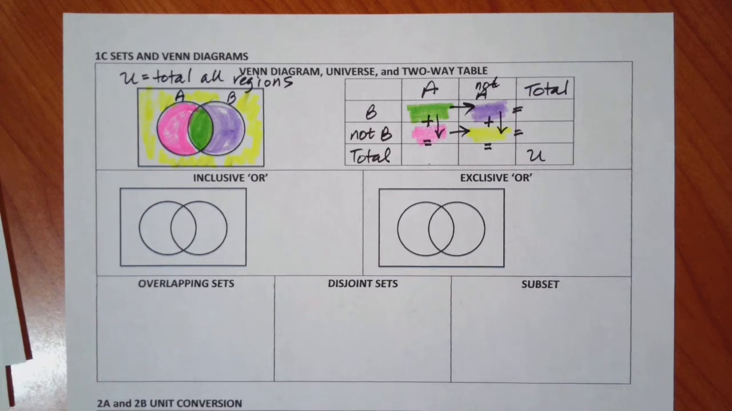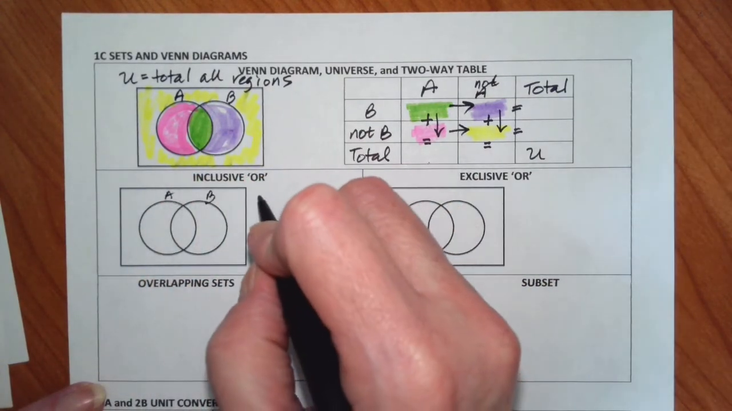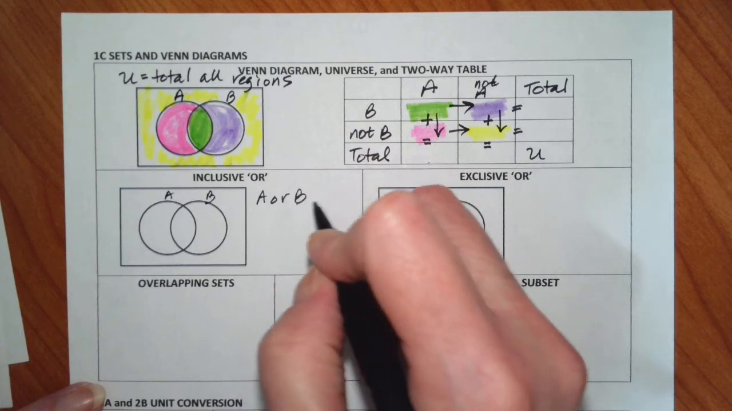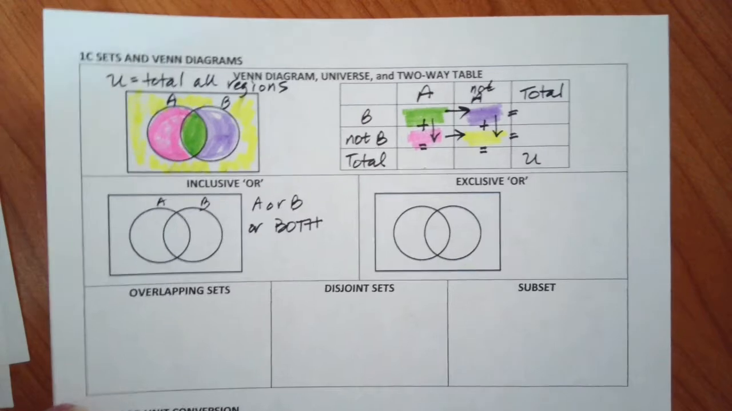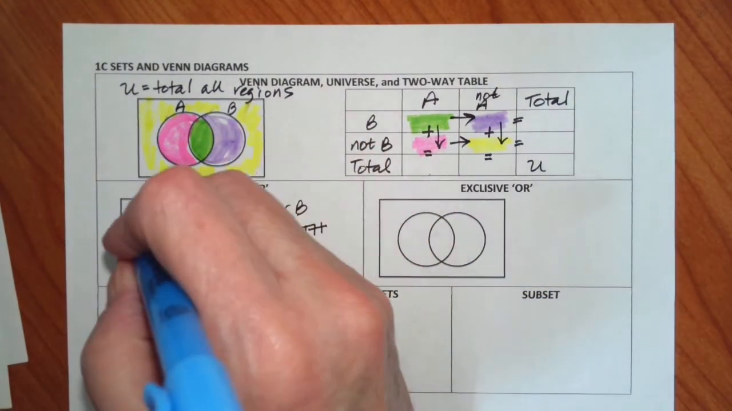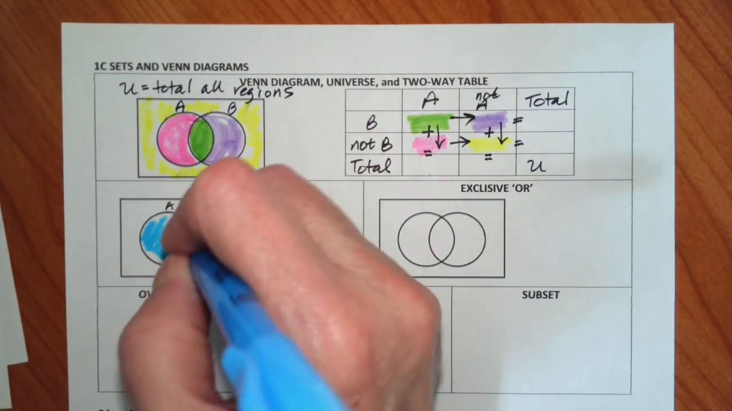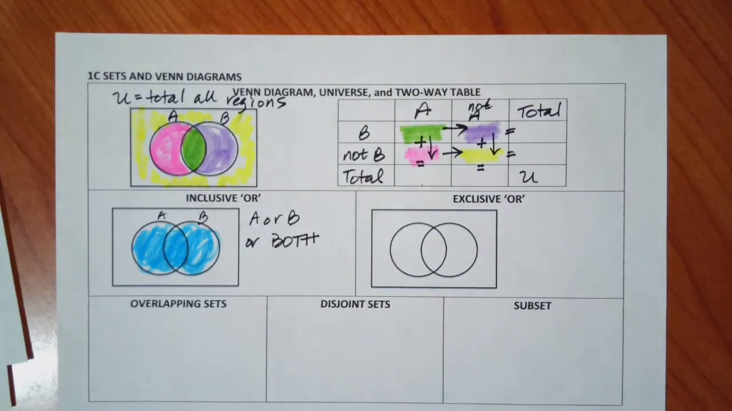Okay. Let's now talk about the difference between the inclusive OR and the exclusive OR. The inclusive OR, again, if I call this A and this B, is A or B or both. Which means I can color in this whole thing. Okay, still can't stay in the lines.